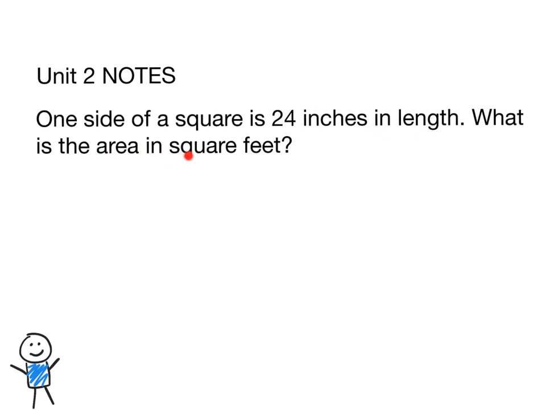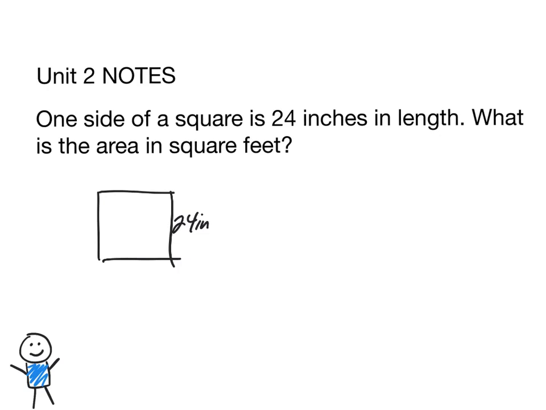This example says that one side of a square is 24 inches in length. What is the area in square feet? So not only do we have to set up an area situation, but we also have to do some converting. Math teachers like to say, when in doubt, draw it out. So this says one side of a square. So let's draw a square as best that I can. And one side of it is 24 inches in length. What is the area in square feet?